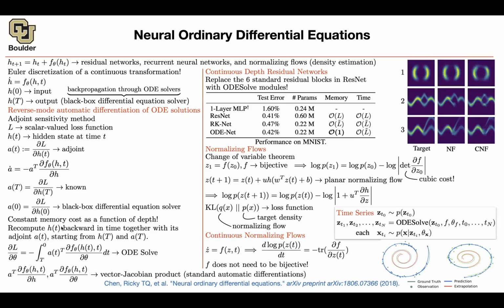And this is the framework to do it. You're going to do it through the adjoint sensitivity method. And that's going to give you the gradients of your loss with respect to not only your inputs, but also your parameters. Okay, this is the math behind it. Where can you apply it? You can replace residual connections with continuous depth residual connections with ODEs.